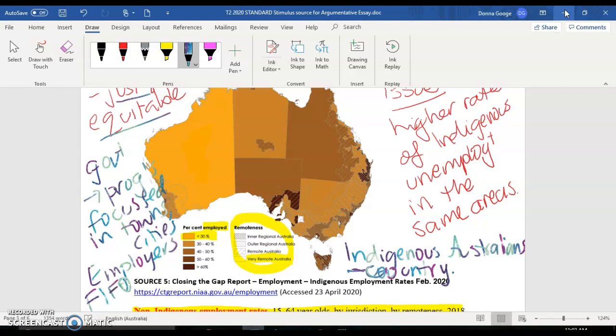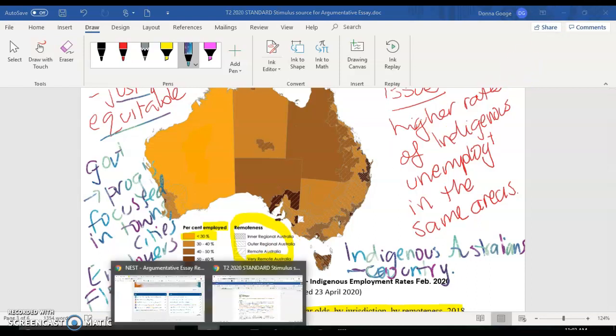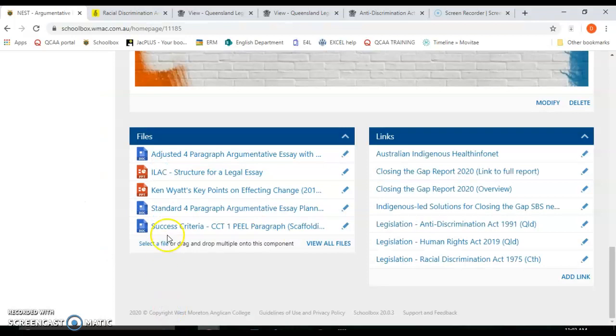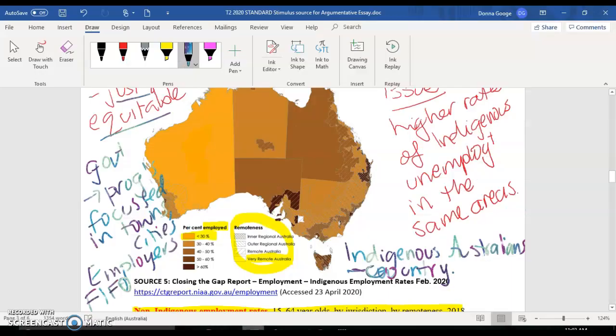I would start thinking about my recommendations about, well, okay, how can we get employment into these communities? And I might have a look at Ken Wyatt's points and also the Closing the Gap solutions over here from the SBS article and start thinking about, okay, we could do that, or maybe there's something else I could look at. You don't have to come up with something brilliantly new. You can extend or build on what's already being done.